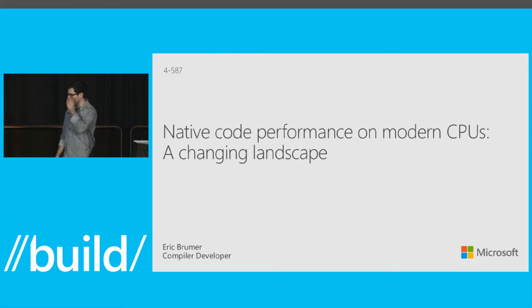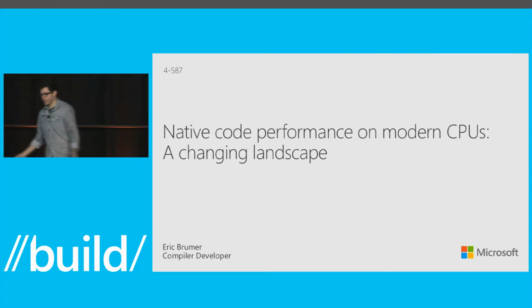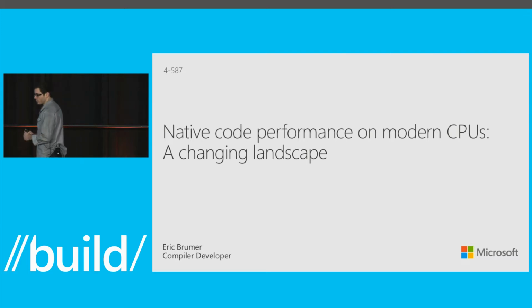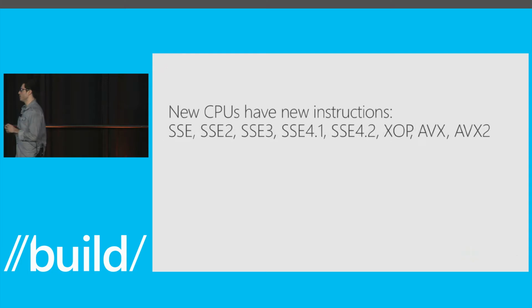And this talk's going to be different than the other talks that have been going on at Build so far that you guys have probably seen. We're not going to be doing app development or stuff like that. We're going to be doing a very, very deep dive into native code performance. And sort of what does that mean and what's changed in terms of native code performance when we're talking about modern processors. So let's dig right into it.